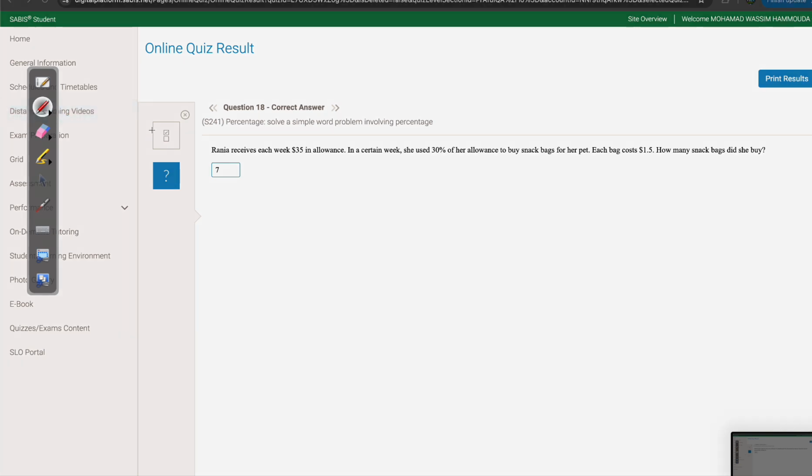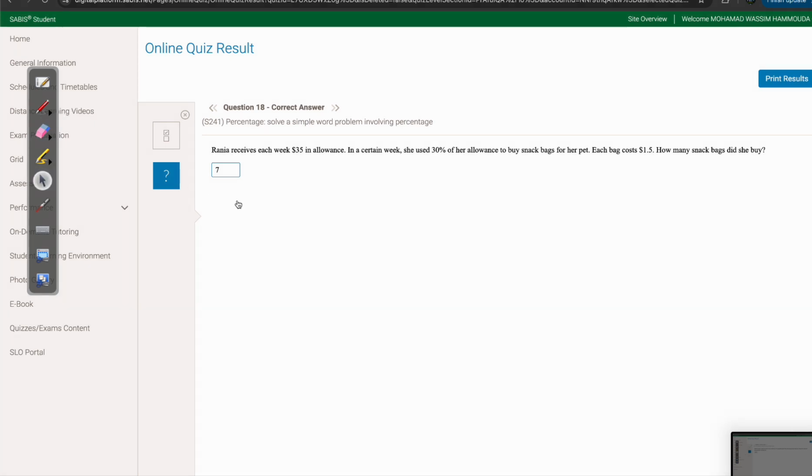So look, first of all, we're going to need to find out how much money she spent to buy the bags, right? So we're going to do 35 times 30%, which is 0.3, which is 10.5. Then to find out how many snack bags she bought, we're going to do 10.5 divided by 1.5, which is going to give us 7 bags.